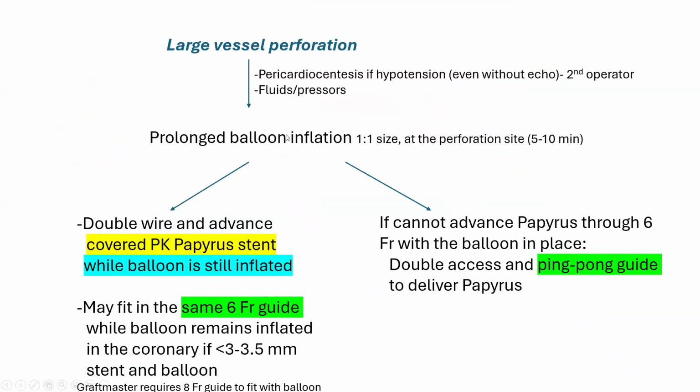So again, this is a summary of large vessel perforation, two simultaneous steps: pericardiocentesis and prolonged balloon inflation. Then the second step is to double wire and advance a cover stent while a balloon is still inflated. This can be done via the same guide if you have a 7 French guide and PK Papyrus, or if you have a 6 French guide and you're using a smaller PK Papyrus and smaller blocking balloon, or this may be done via a ping-pong two guide engagement strategy.